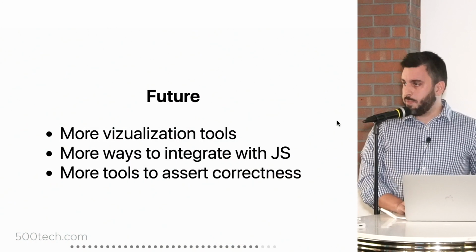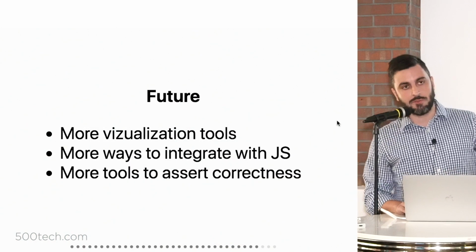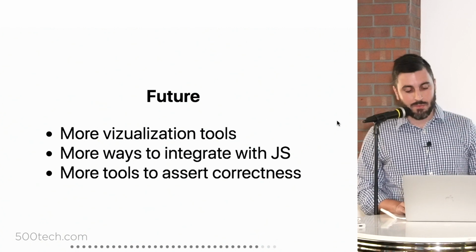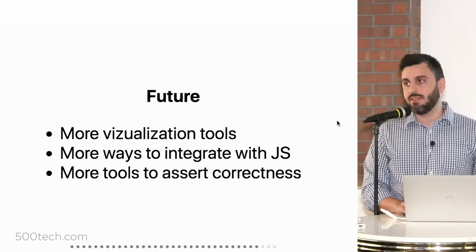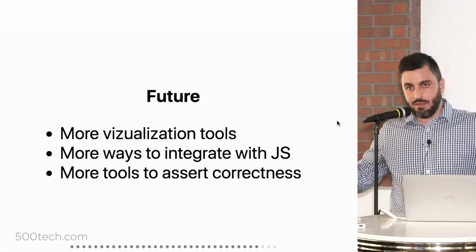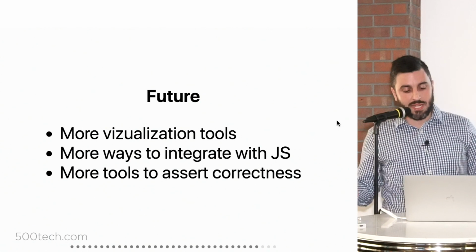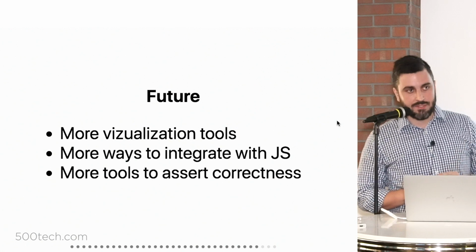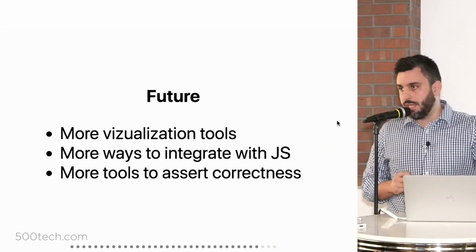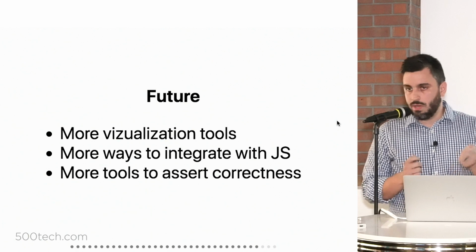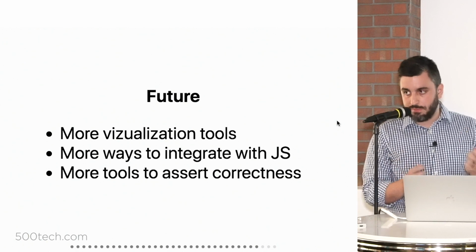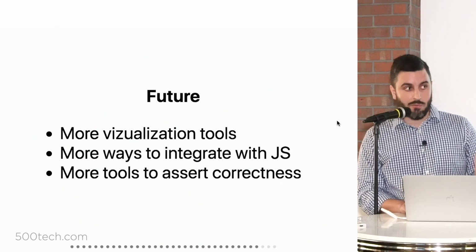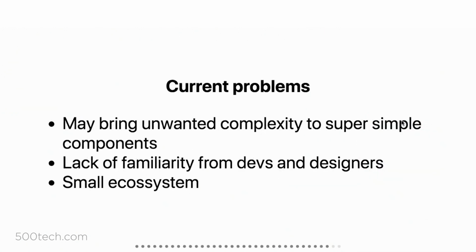So in the future, we can expect more visualization tools. We can expect more ways to integrate JS. And what I am really excited about, we will have more tools to assert correctness. So I can see there's a lot of room for people to analyze those state machines and say, oh, you have 3 dead states, or I can ask questions like how quickly can I get from state A to state B? How many events does it need to happen? Things like that. This will all help us with the correctness of our code.